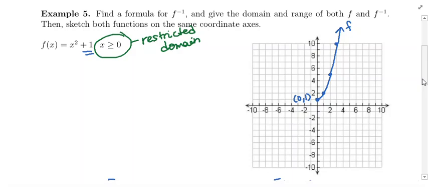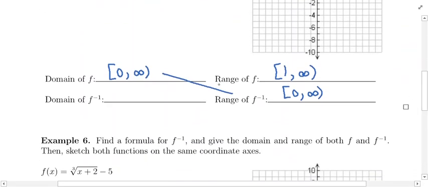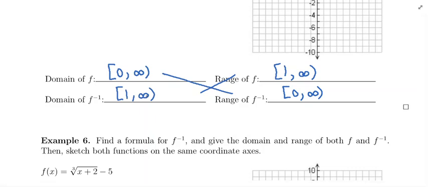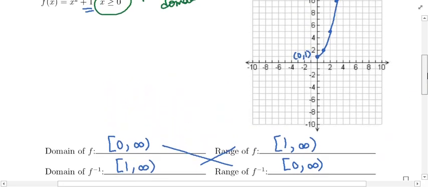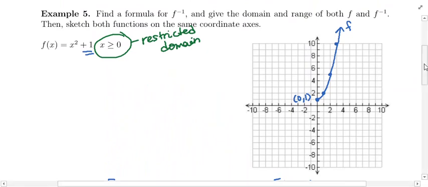And again, as soon as you write this down, the range of f is going to be the same thing as the domain of f inverse. So we can go ahead and fill this out without having even found f inverse yet. You know its domain and its range. All right, so now we're going to go ahead and find the formula for f inverse.